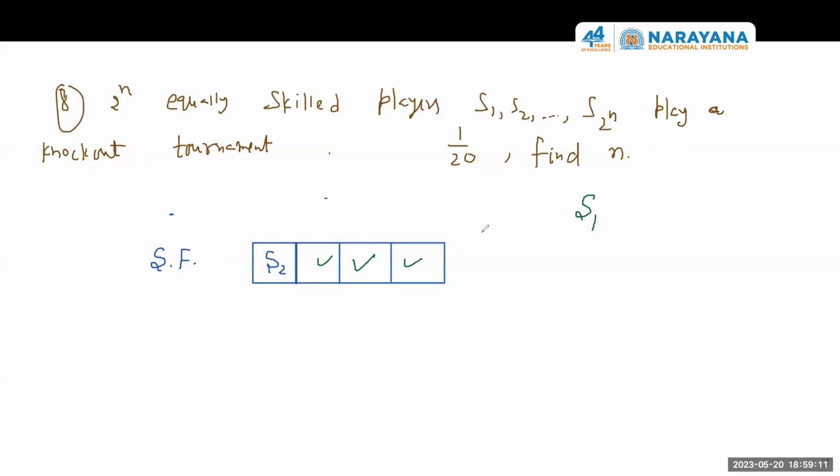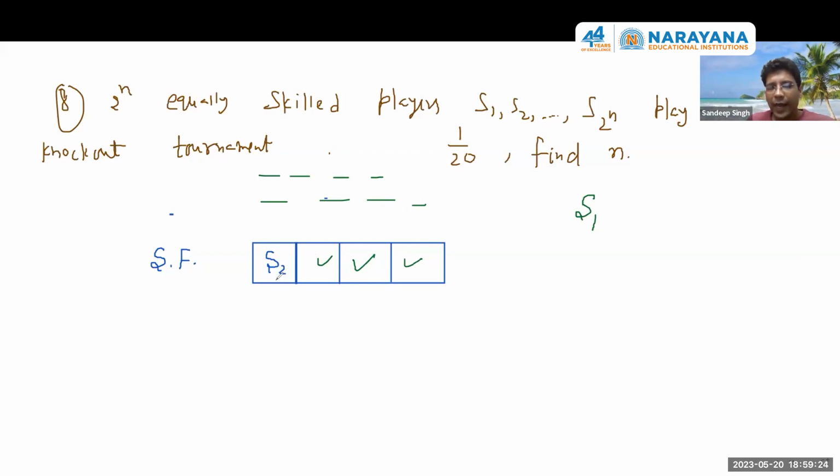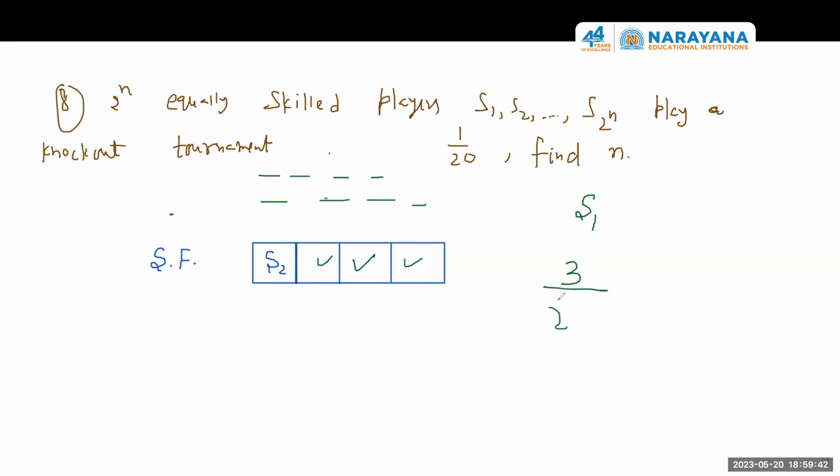Now S1 could be any other player. That means except S2, how many players are there? So 2 raised to the power n minus 1. Suppose these are all seats; except S2, 3 are here and all others are losers. So S1 could be one among them. What is the chance that S1 may occupy one of the semi-finalist positions? 3 upon 2 power n minus 1. Simple. He could be lying anywhere by pure logic.